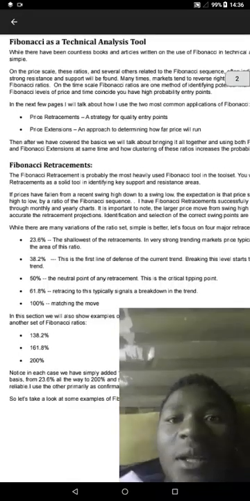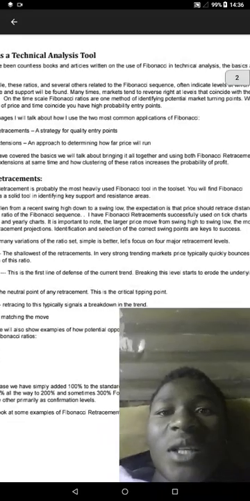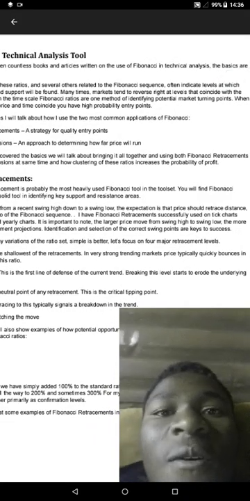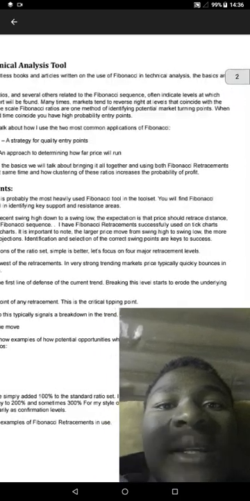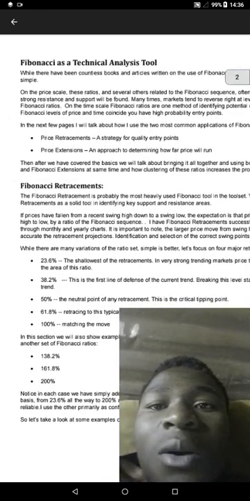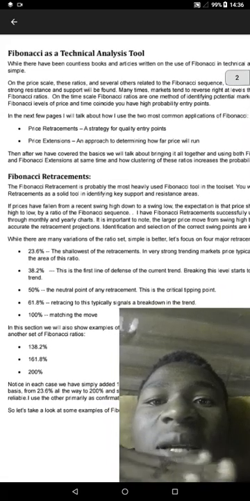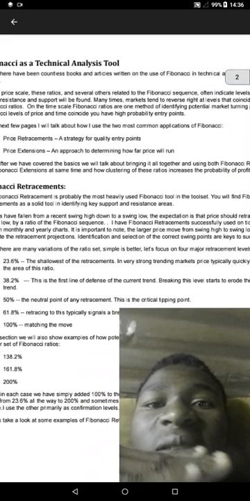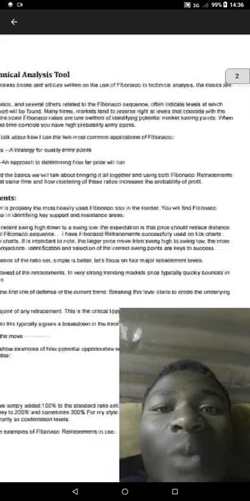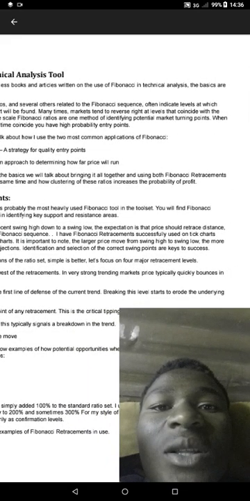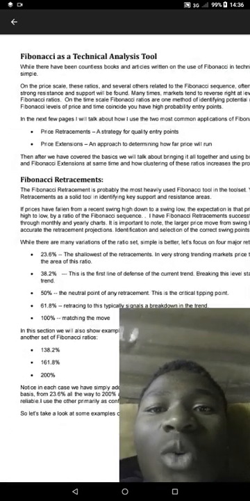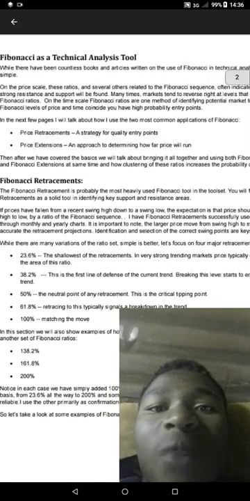While there have been countless books and articles written on the use of Fibonacci in technical analysis, the basics are simple. On the price scale, the ratios and several others related to the Fibonacci sequence often indicate levels at which strong resistance and support will be found.